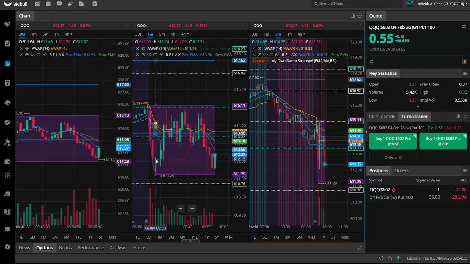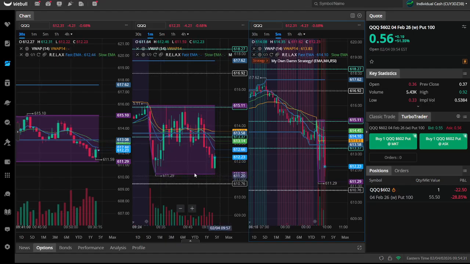These candles over here, the wicks of them, show me that there could be a liquidity sweep at play. The strong body over here tells me that could be the case.